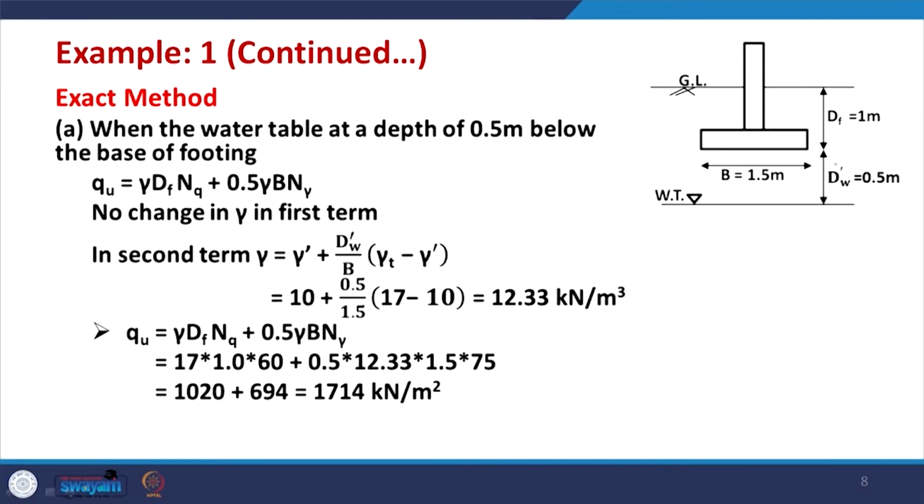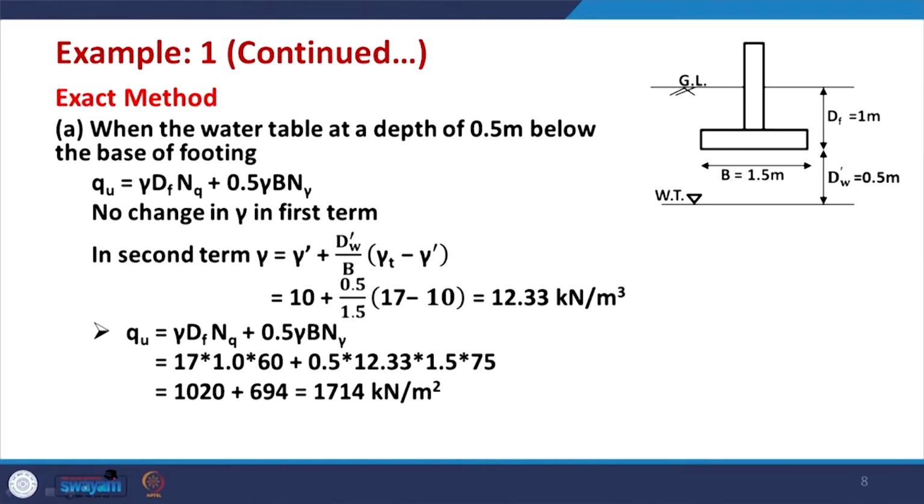So, in this case we can apply the correction for water table, and this correction can be applied by two methods. One is called the exact method, another is called the approximate method. The exact method means you calculate the value of unit weight applied for the different terms, what should be the unit weight of soil, you calculate in the exact sense and then apply, and that is the better way than the approximate method.